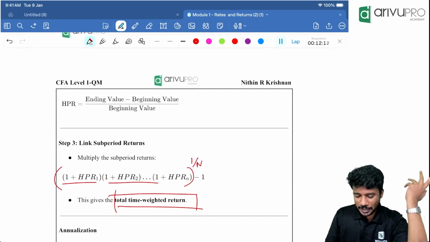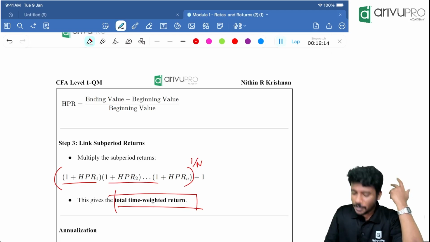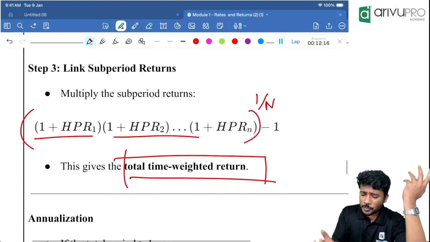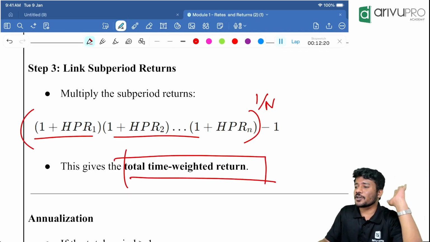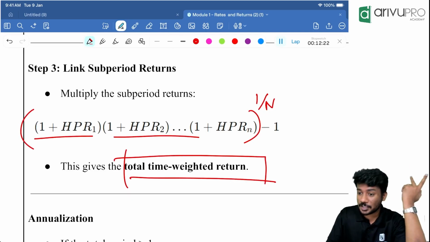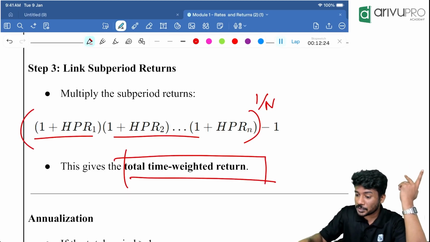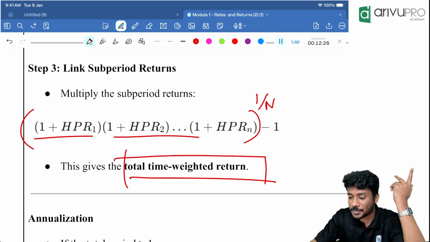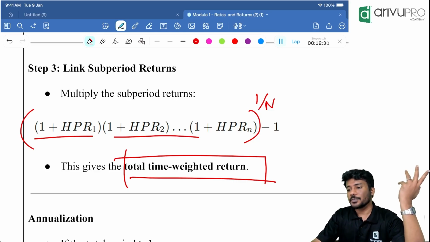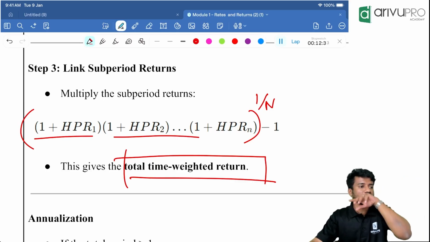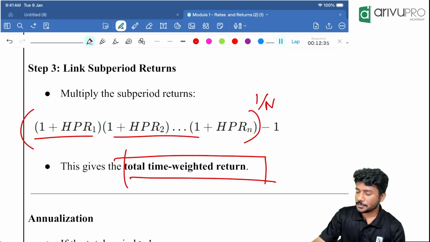Linking the sub periods means usually we will take the geometric mean of it, but in our book it is not given in the geometric mean sense, but usually we should take the geometric mean. Why are we taking the geometric mean? Whenever percentage is involved, the geometric mean is the best method to compute our answer.